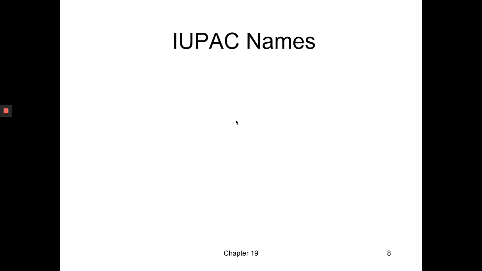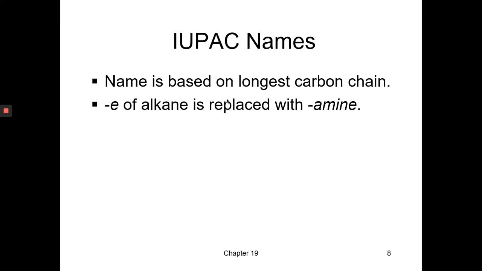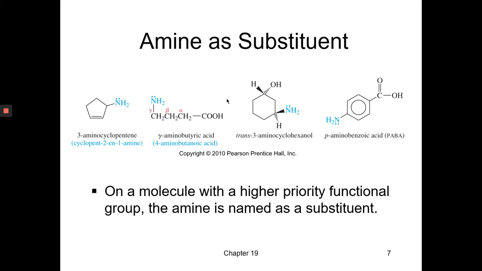Gamma-aminobutyric acid, also called GABA, it's also a neurotransmitter. Its IUPAC is 4-aminobutanoic acid. Okay, we'll talk about carboxylic acids in the next chapter, but carboxylic acids have the highest priority. So the carboxylic acid group is automatically on carbon number 1.